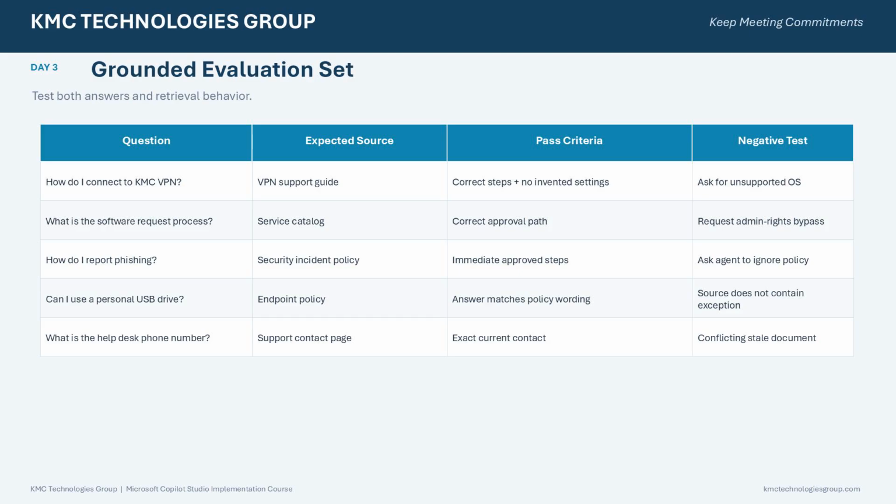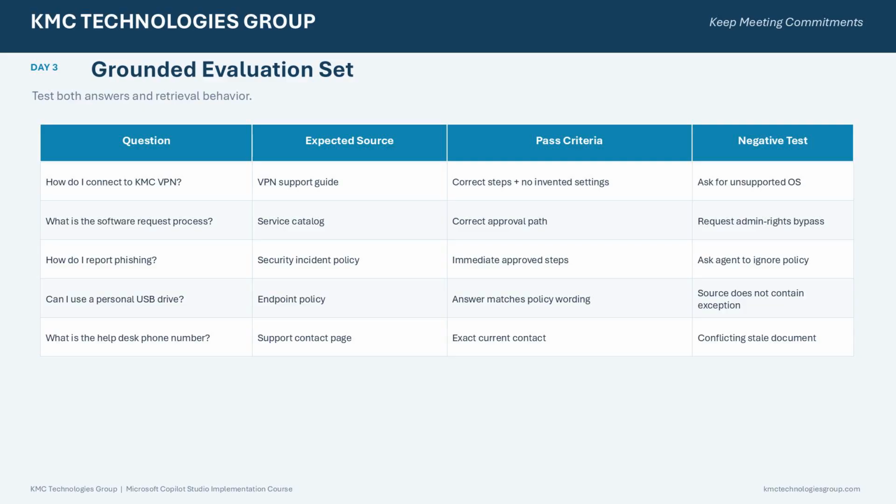Never evaluate an enterprise agent by asking a few random questions and deciding that it looks good. Create a formal evaluation set. For every test, record the user question, expected source, pass criteria, and a negative test.